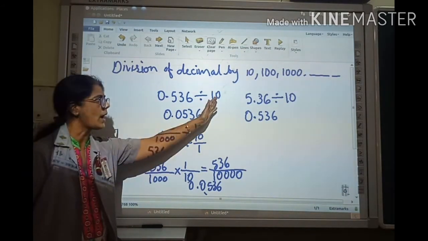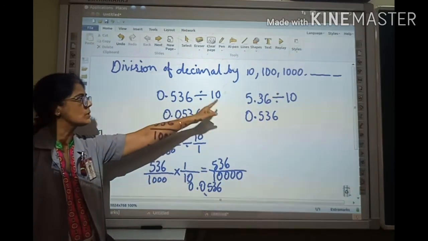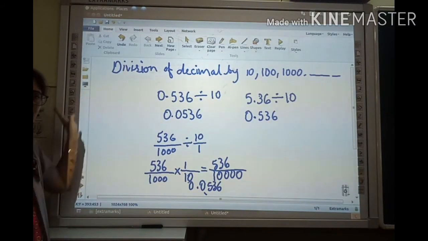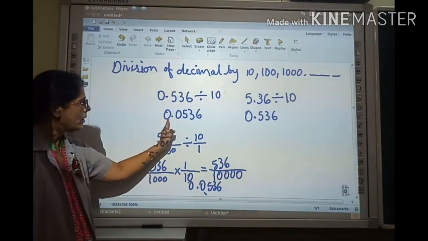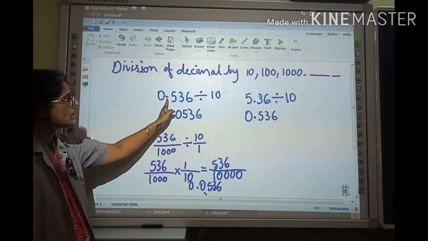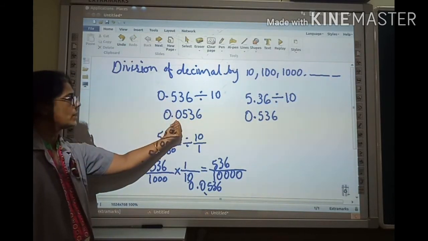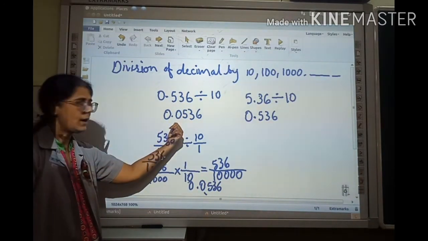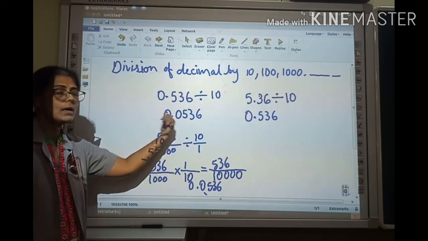The same number you have got with the short method by remembering only a small property that if you divide with 10, 100 or 1000, you have to move your decimal dot to the left side. Which side? Left side. Here we have moved the decimal to the left side. Here it is before the 5 and here we have to place 0 before the 5, right? And then here we have to place the decimal.